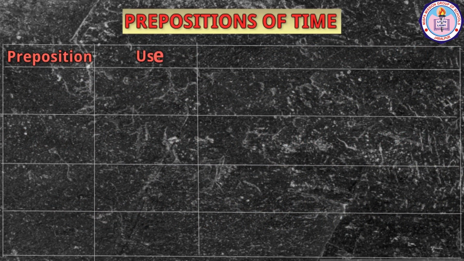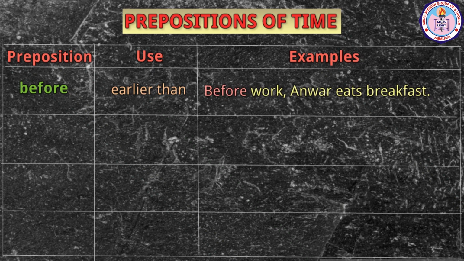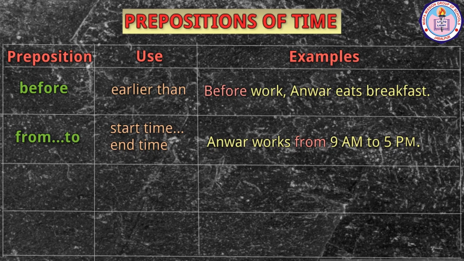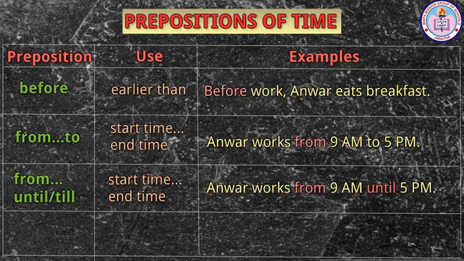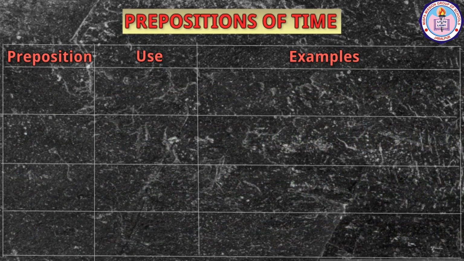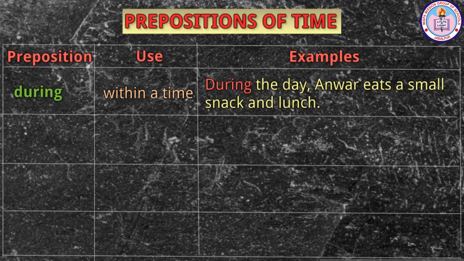Preposition, use, examples. Before, earlier than. Before work, Anwar eats breakfast. From, to: start time and end time. Anwar works from 9 a.m. to 5 p.m. From, until or till: start time, end time. Anwar works from 9 a.m. until 5 p.m. For, amount of time. Anwar works for 8 hours. During, within a time. During the day, Anwar eats a small snack and lunch.